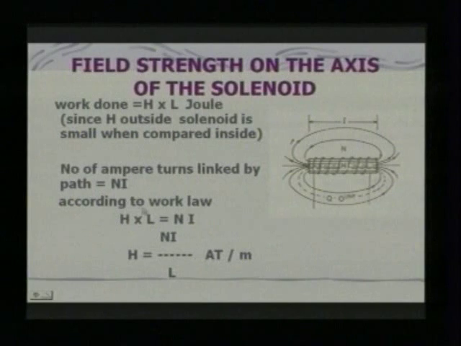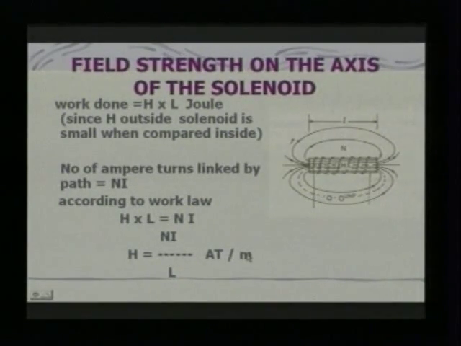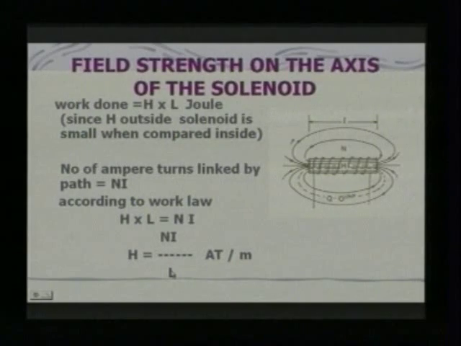Therefore, according to work law, work done, that is H into L, is equal to the number of ampere turns NI. In other words, H is equal to NI by L ampere turns per meter. Therefore, the field strength on the axis of the solenoid is given by H is equal to NI by L.